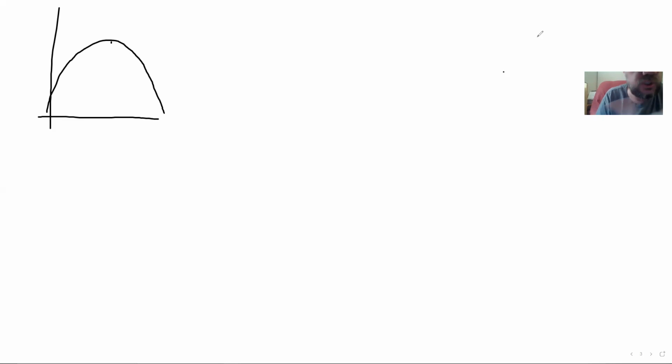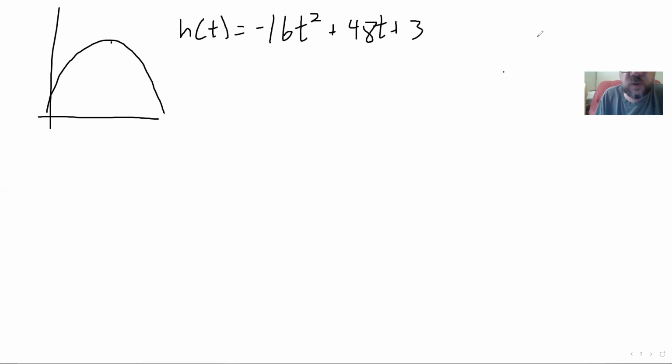So I had h of t is minus 16t squared plus 48t plus 3. This means that Jordan hit the baseball with an initial upward velocity of 48 feet per second, and at an initial height of 3 feet, right? So the pitcher's at his waist or whatever. So yeah, let's do that.